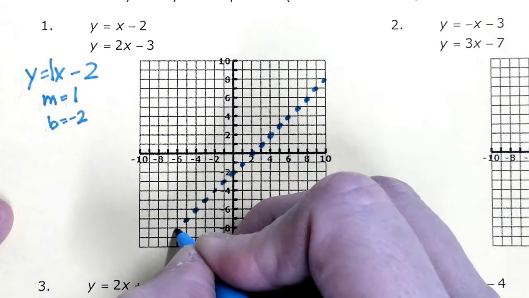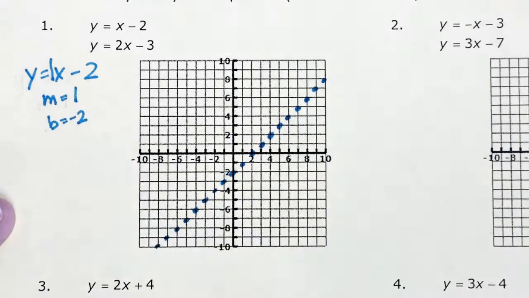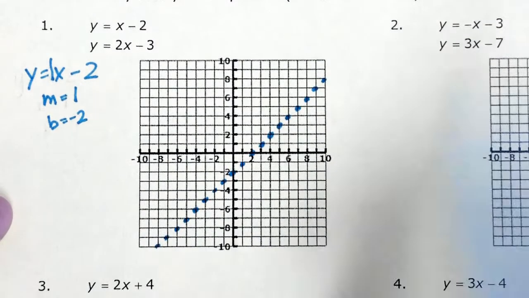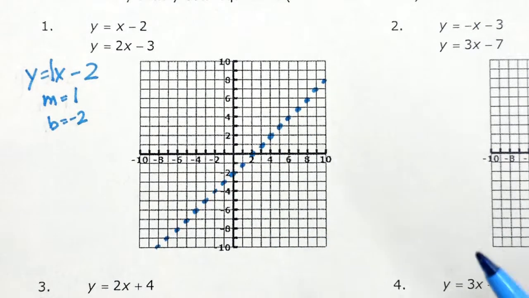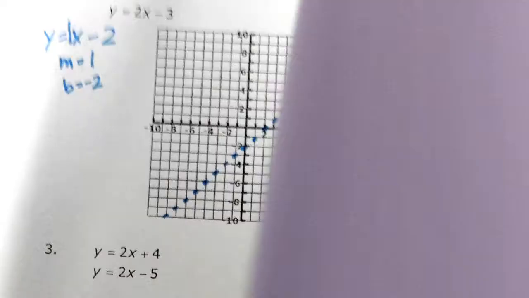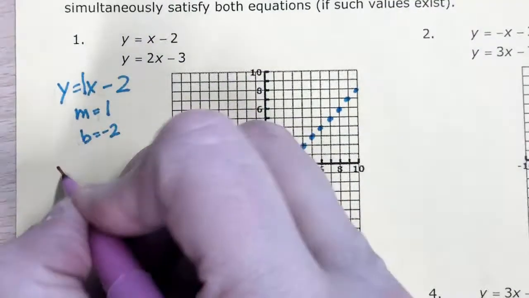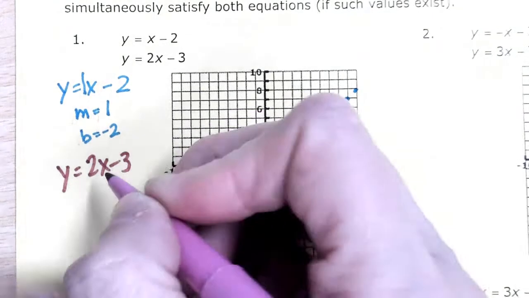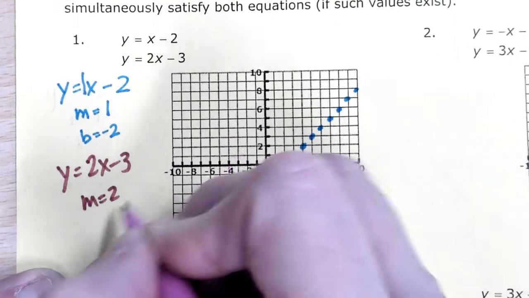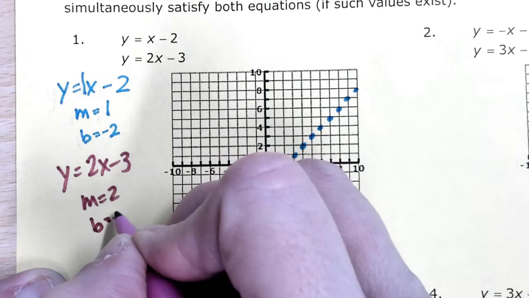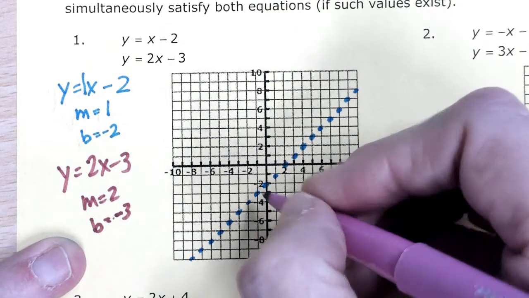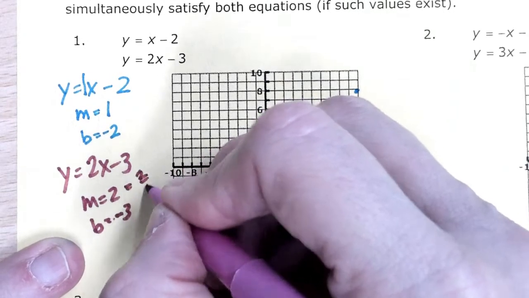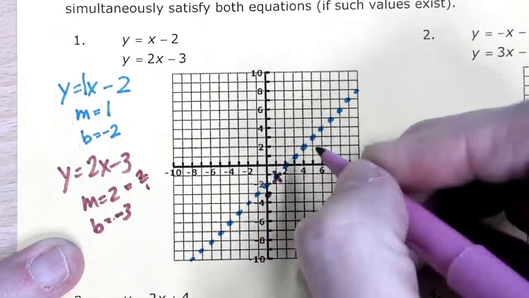Now, it is theoretically possible that I might wind up with a point that is not anywhere on one of these lines, that's somewhere in between. But at least for now, I've got all the points that I could see plotted on here. All right. Now I'm going to take a look at the second equation. The second equation is y equals 2x minus 3, which means that my slope is 2 and my y-intercept is negative 3. So I start by plotting a point at negative 3, and then I do my slope of 2 over 1. So I'm going to rise 2, run 1.